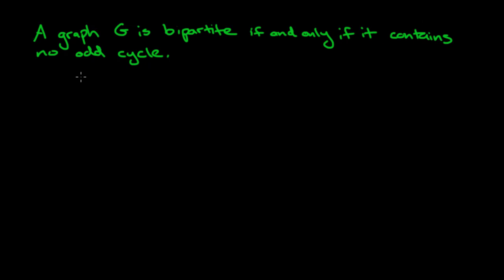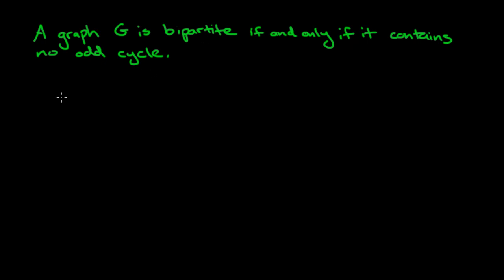We are now ready to prove that a graph G is bipartite if and only if it contains no odd cycle. In order to prove this, we have two things that we have to do. First, we have to show that if the graph is bipartite, then it has no odd cycle. Next, we'll have to show that if it has no odd cycle, then it is bipartite.